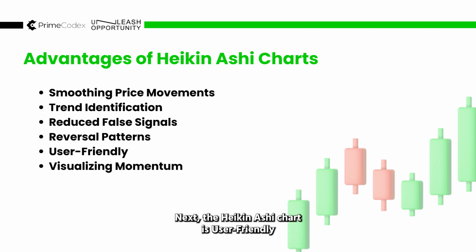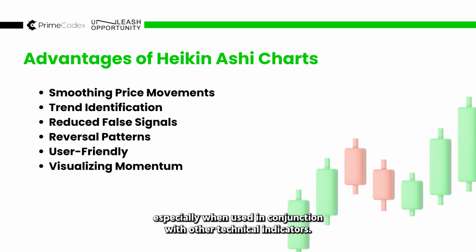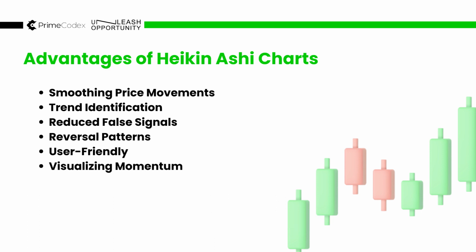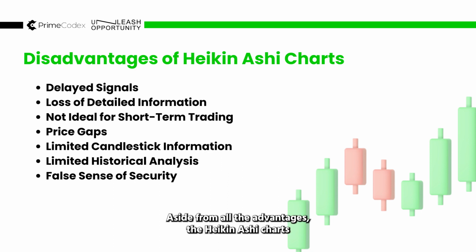Next, the Heikin Ashi chart is user-friendly. Heikin Ashi charts provide a simple visual interpretation, making them accessible to both novice and experienced traders. And next is enhanced entry and exit points. The smoothed price data can provide more accurate entry and exit points, especially when used in conjunction with other technical indicators. And lastly, it helps to visualize momentum. The size and color of the Heikin Ashi candles offer a quick glimpse into the strength of price momentum.